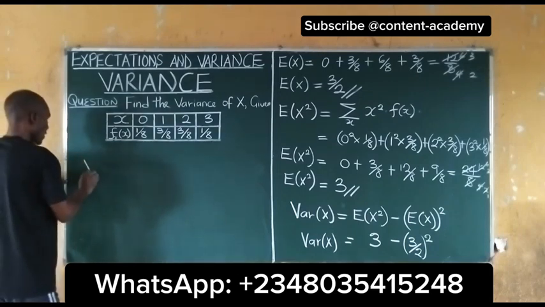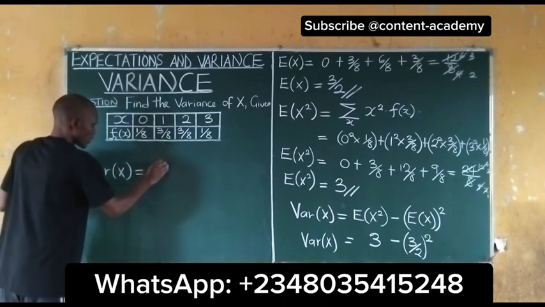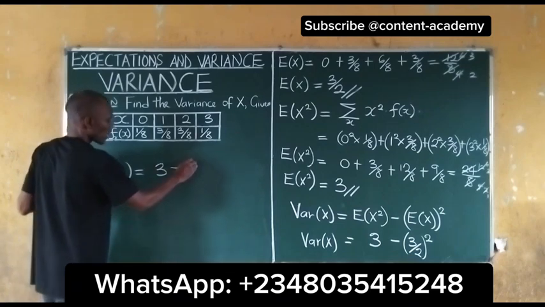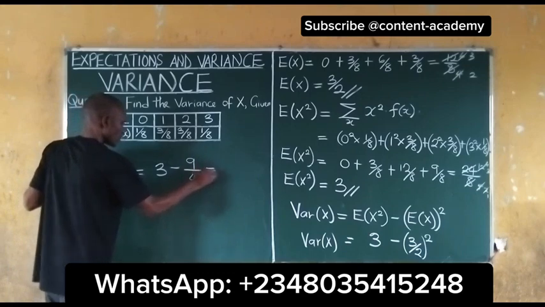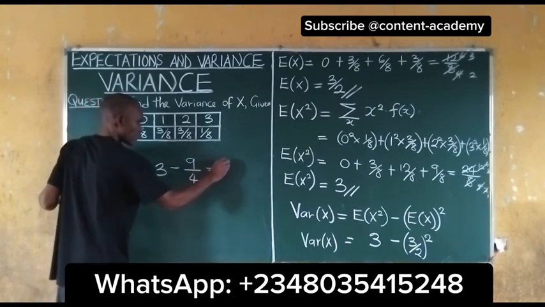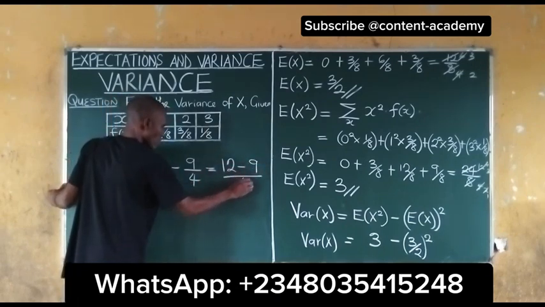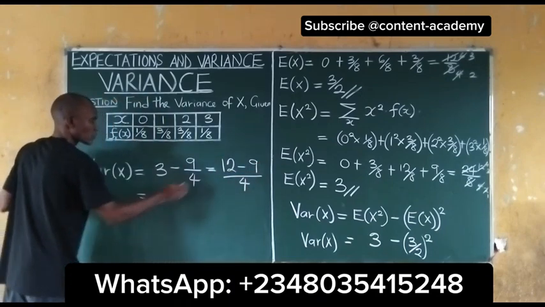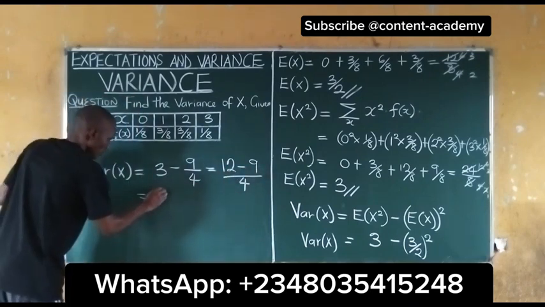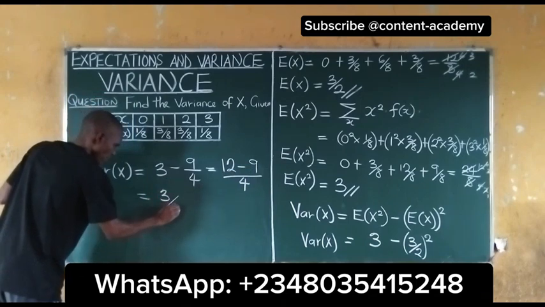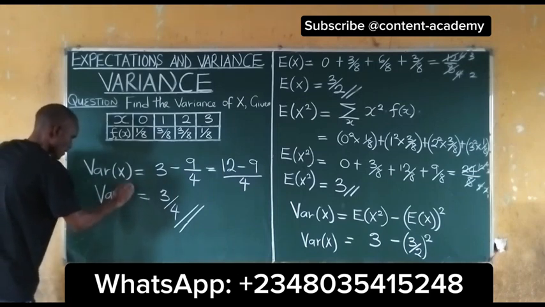So here our variance of x will now be 3 minus 3 squared, which is 9, all over 2 squared, which is 4. That is the same thing as 4 multiplied by 3, which is 12, minus 9 all over 4, which is equal to 12 minus 9, which is 3 all over 4. So this becomes our variance of x.